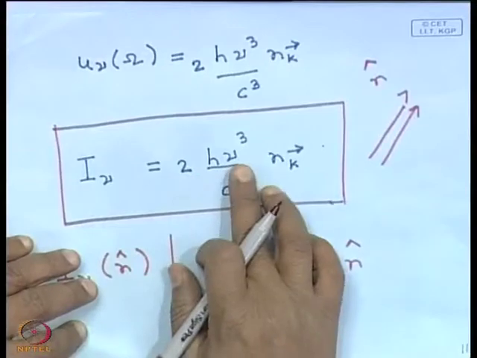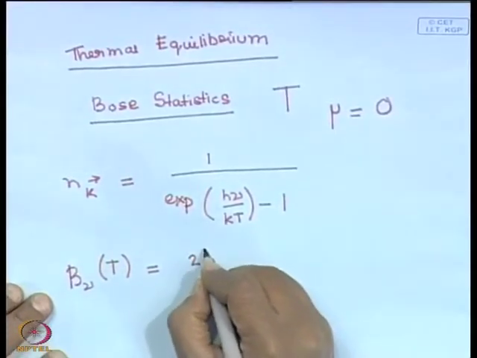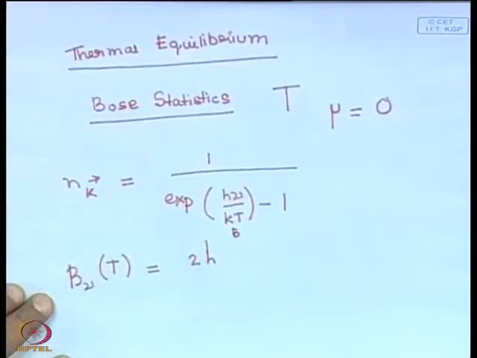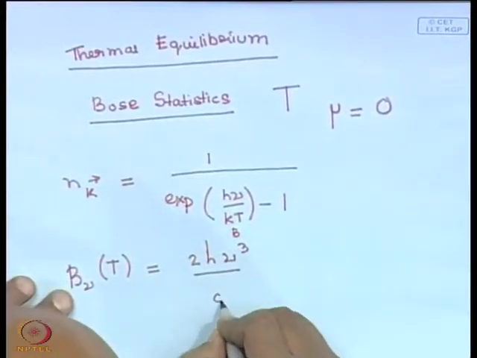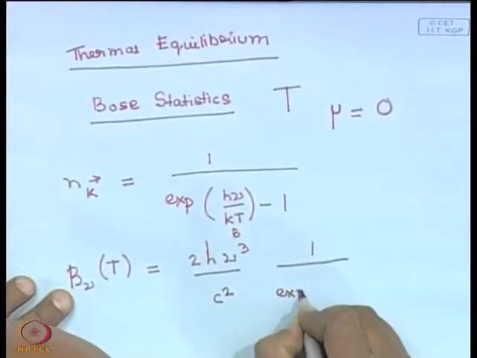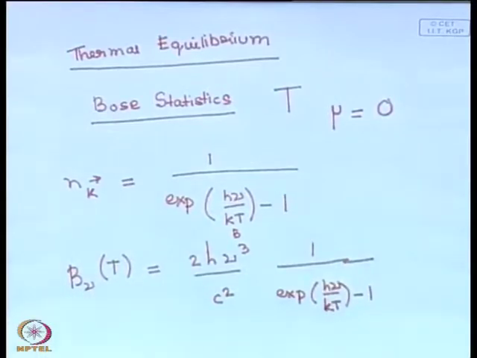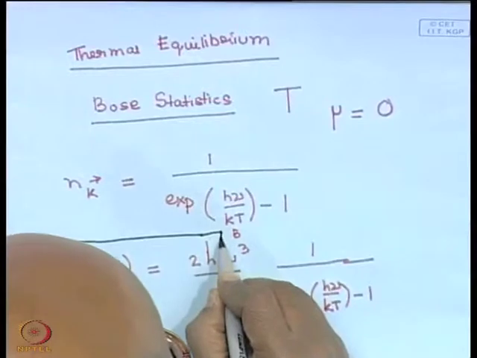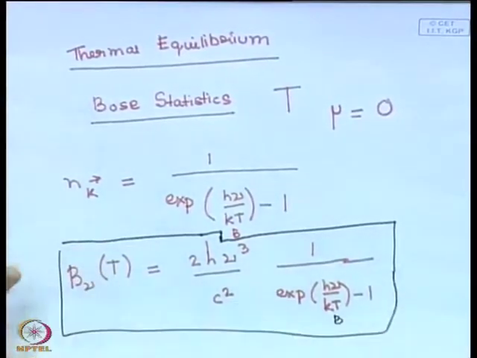which is 2 h nu cube by c square into the Bose occupation number. So, here h is the Planck constant, okay, bear this in mind, and k, we shall use kb here to distinguish it from the wave number. So, kb is the Boltzmann constant, h is the Planck constant. So, the Planck function is 2 h nu cube by c square, and here we have 1 by exponential h nu by kb T minus 1. Okay, so, that is the Planck function, that is the specific intensity of black body radiation.